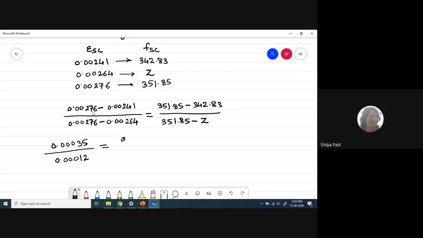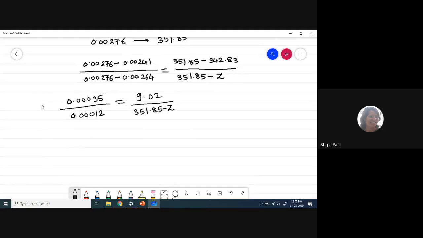Now 351.85 minus 342.83, that is 9.02, divided by 351.85 minus Z. So complete the cross multiplication step and tell me the Z value. It is 348.76. Let me check. Correct.